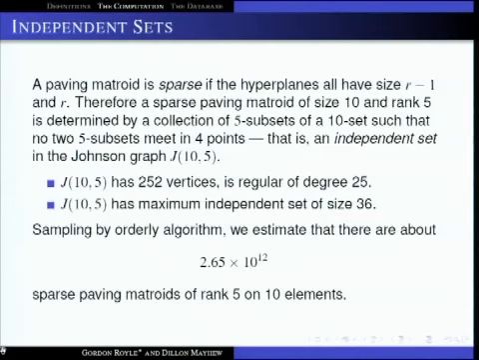So, a sparse paving matroid of size 10 and rank 5 is determined by a collection of 5 subsets that do not intersect in a set of size 4. You just take a bunch of 5 subsets, and then you just take any 4 subsets that are left that are not covered. Okay, that's a graph. We know its maximum independent set size, and every independent set in that graph gives you a sparse paving matroid.